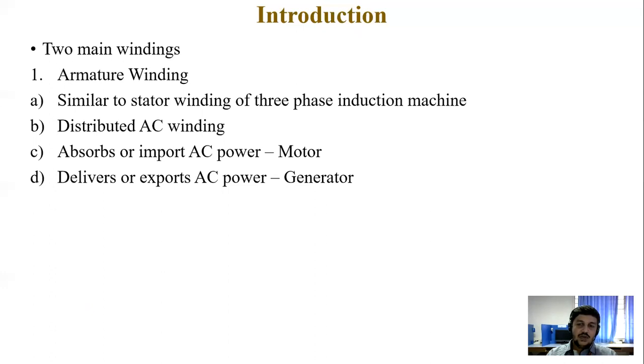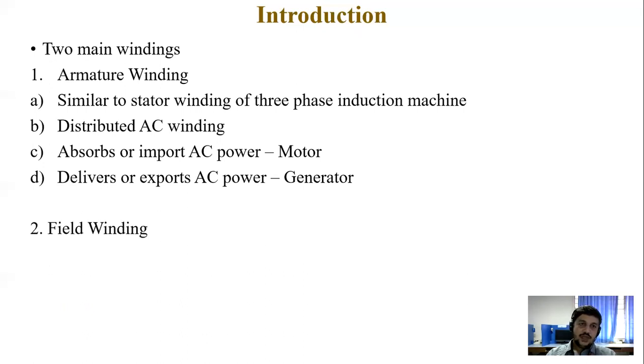Whereas when the armature winding delivers or exports AC power, in that particular case the machine operates in generator mode. So whenever we draw or extract supply from the armature winding, the machine operates in generator mode. And during this mode of operation, the armature winding always exports or delivers AC power to the utility grid. So the power flow is from the armature winding towards the external utility grid.